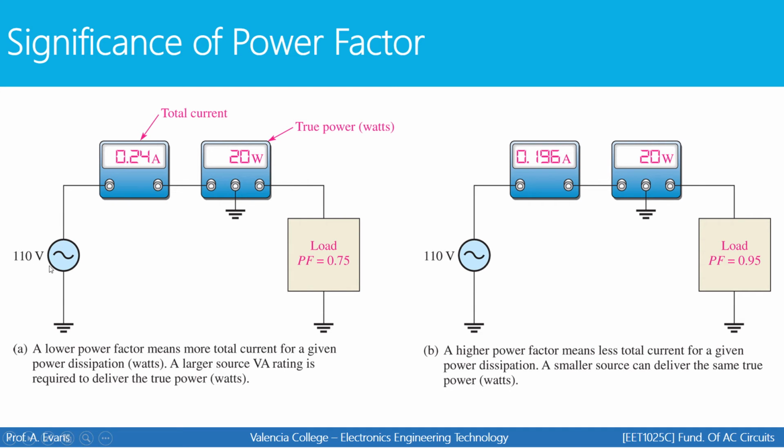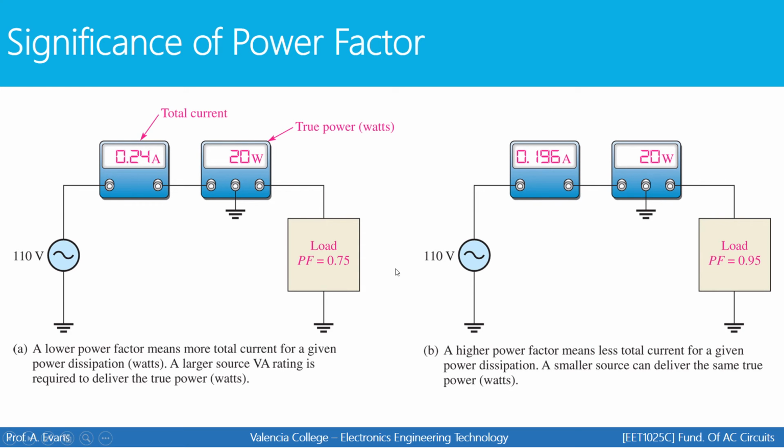So let's look at this. We have an AC source, and it's delivering 110 volts. The total current in this circuit is 0.24 amps, and we have a true power reading of 20 watts. And this is the load. So this could be some kind of system or circuit that is connected to our source here. This is our load, and the power factor is measured as 0.75. So this is a lower power factor compared to the circuit on the right. The power factor here is 0.95.